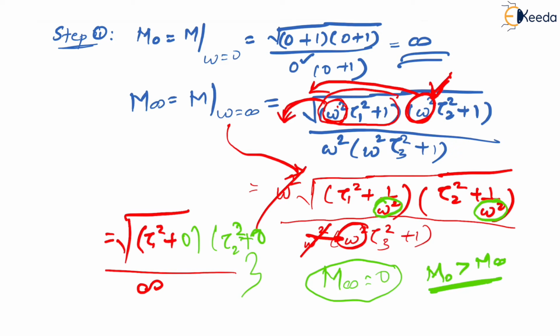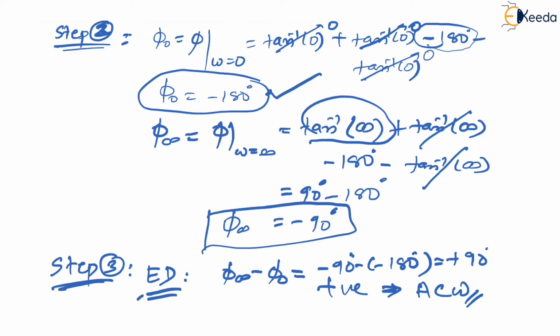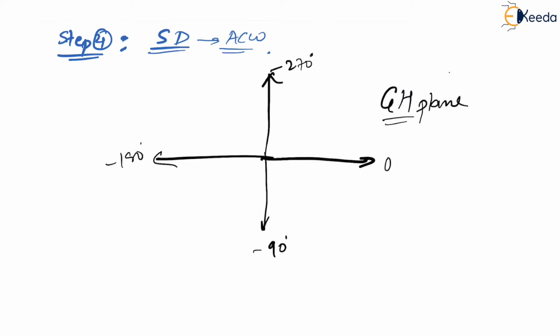Now, the magnitude at omega equal to 0 is infinity. The angle at 0 is going to be minus 180 degrees. So definitely it has to start here. Minus 180 degrees is the angle, and this is the starting point. Right? Yes. Now, what is next then?